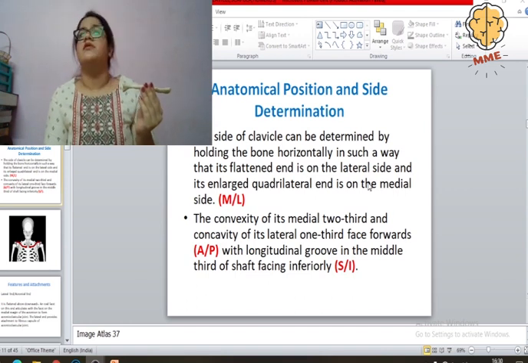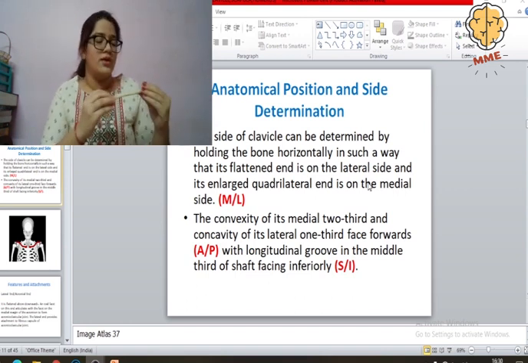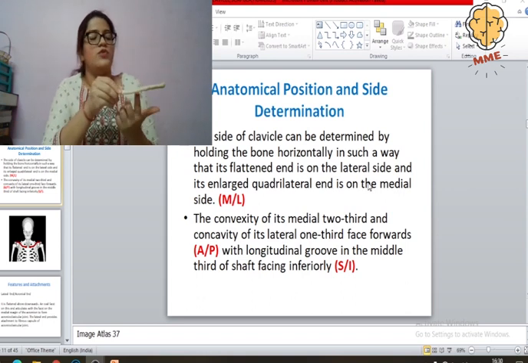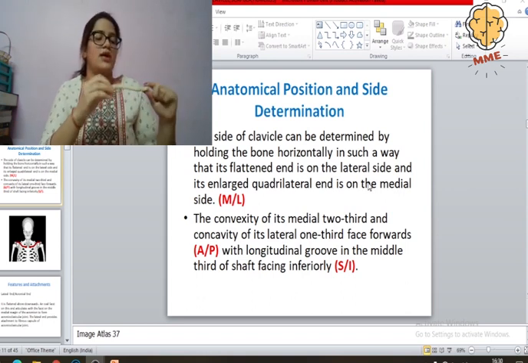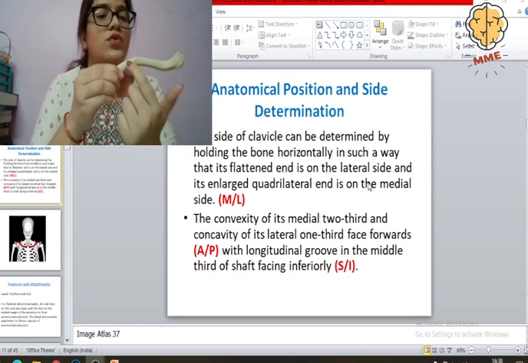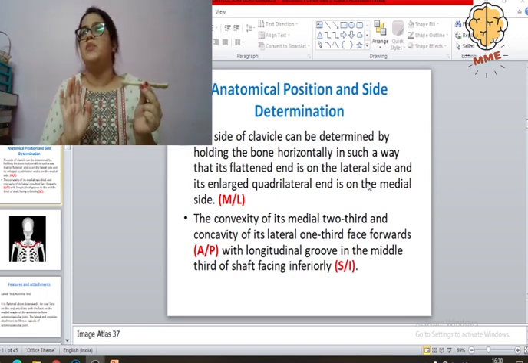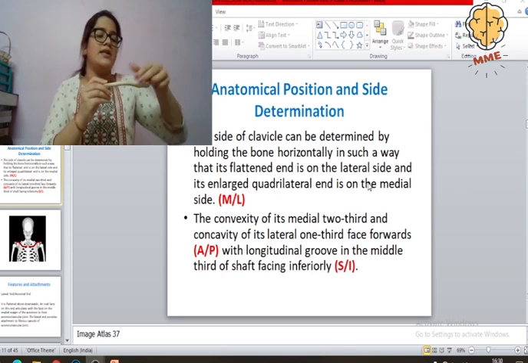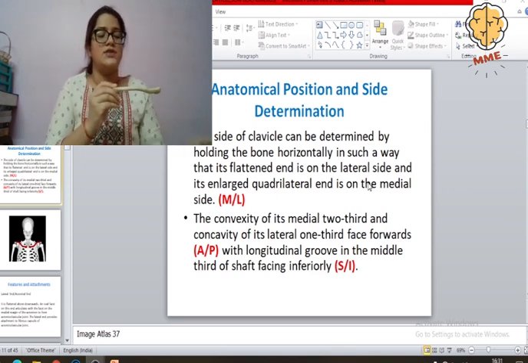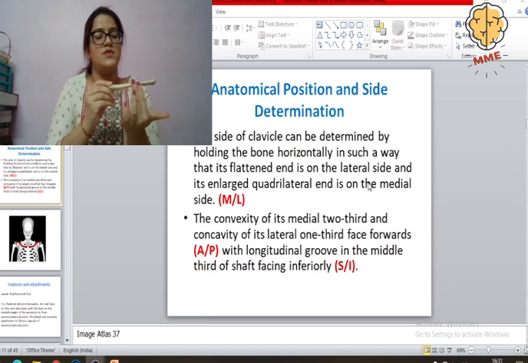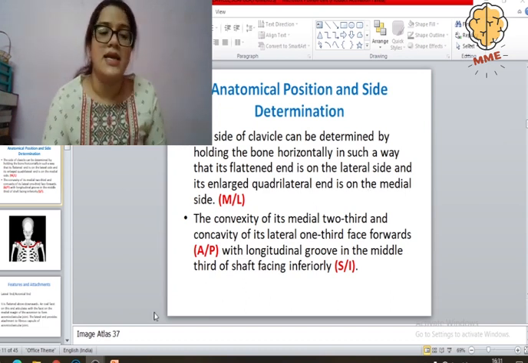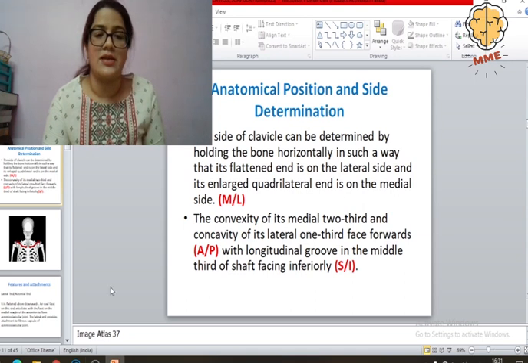Then the superior and inferior. Look for a groove. This groove should be placed inferiorly. This groove over here should be placed inferiorly. And then the superior and inferior have been decided. Now anterior, posterior, how do you decide that? You decide that by this convex anteriorly, this medial 2/3, and this is concave anteriorly. So this is the side and anatomical position, you determine that.